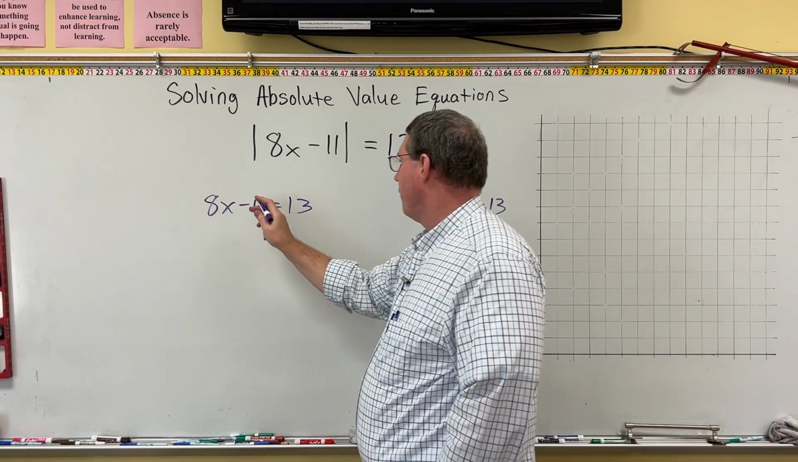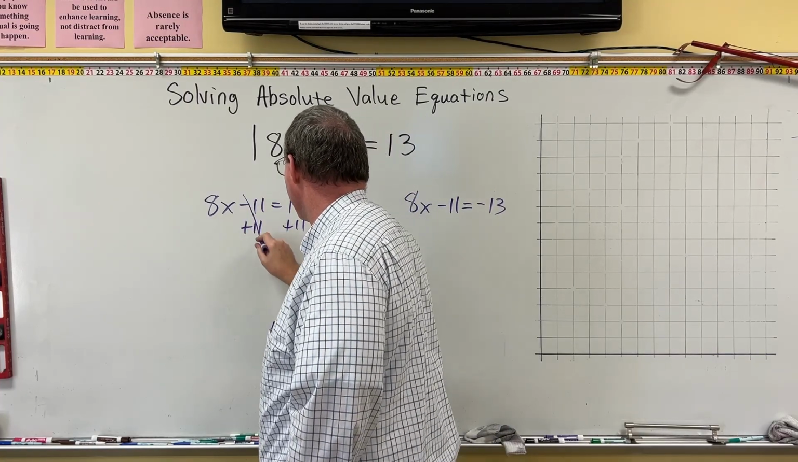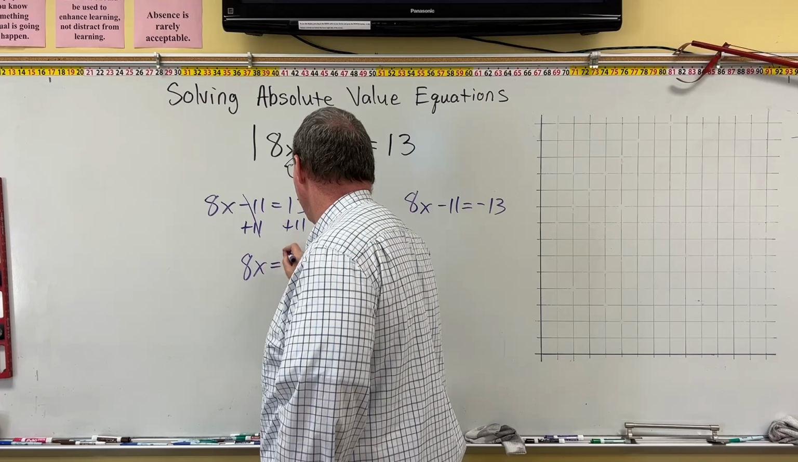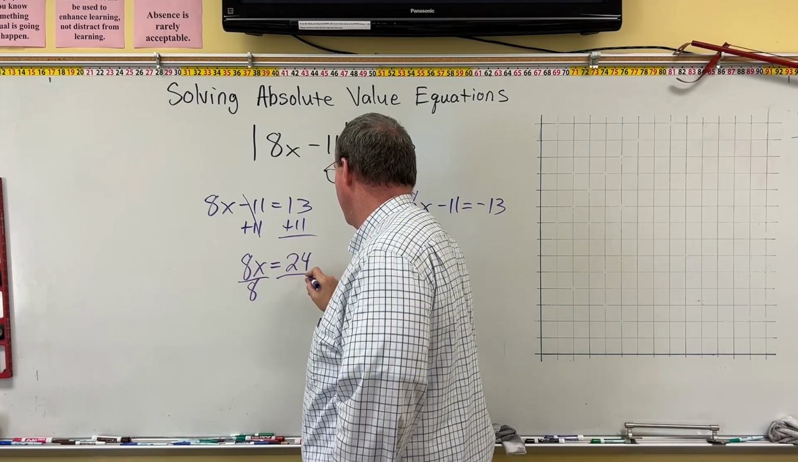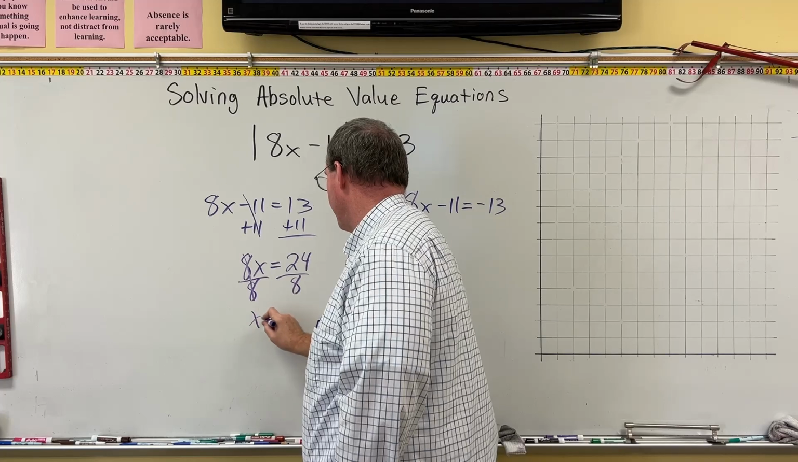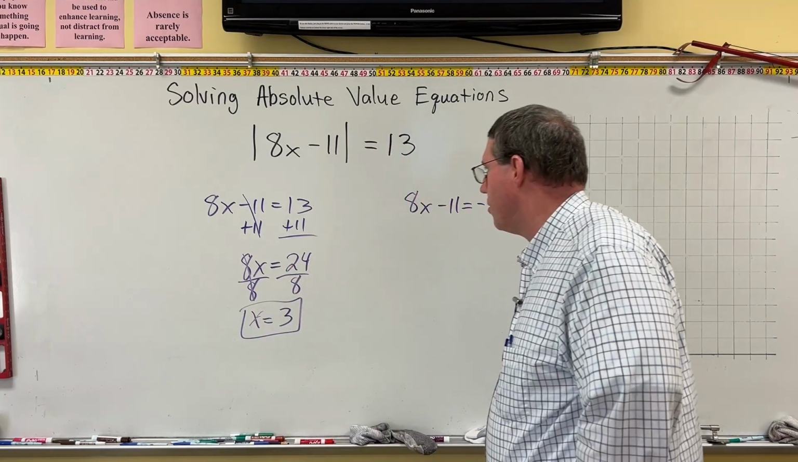And so we'll solve this one first. We'll add 11 to both sides. And we get, this cancels, and we get 8x is equal to 13 plus 11 is 24, divided by 8. And we get x is equal to 3, okay? Because 24 divided by 8 is 3.